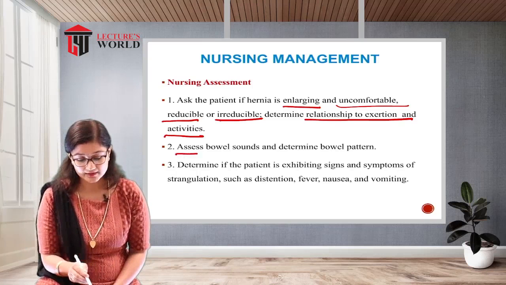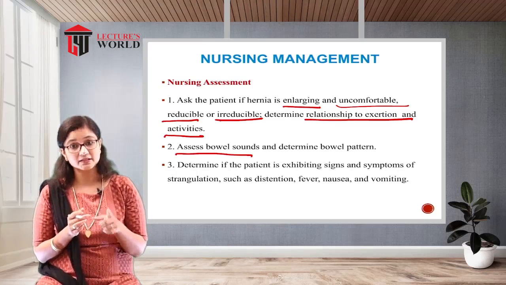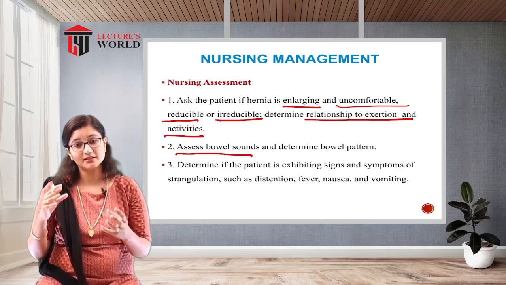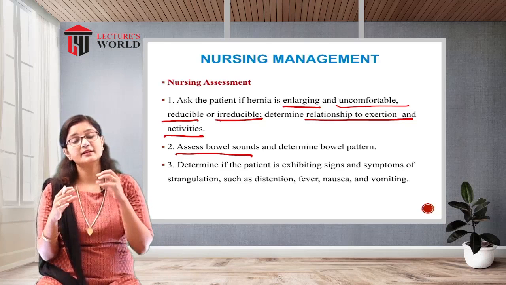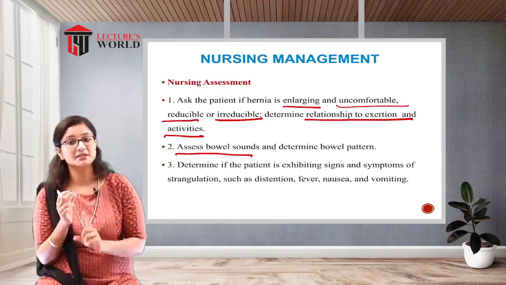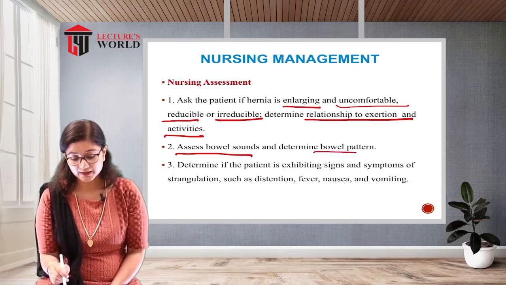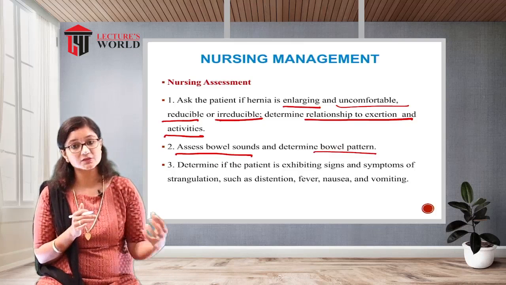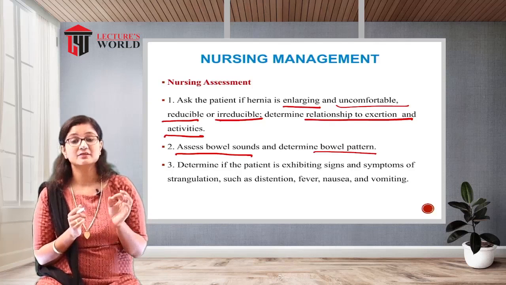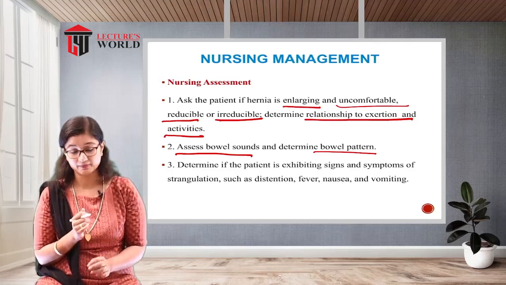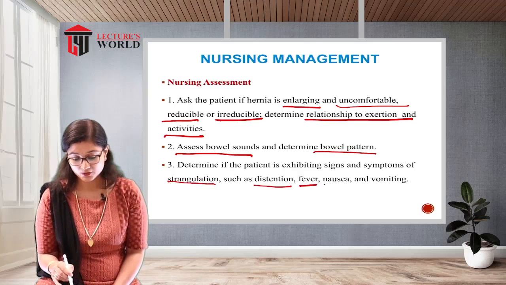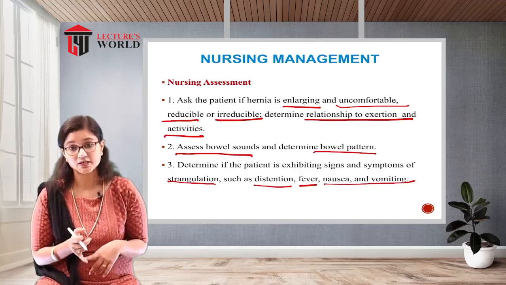Next, you are going to assess the bowel sounds. Bowel sounds can get decreased when there is a strangulated hernia, because where the hernia is, the bowel is obstructed, so there can be chances of strangulation and the bowel sounds getting decreased. Determine the bowel pattern. We need to ask whether he is able to pass a normal stool or not, because if he is not, then we can understand it is leading into an irreducible hernia. Determine if the patient is exhibiting signs and symptoms of strangulation, that is distension, fever, nausea and vomiting, commonly seen in strangulated hernia.